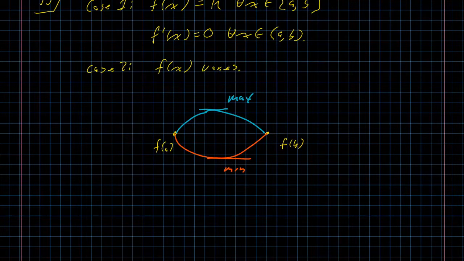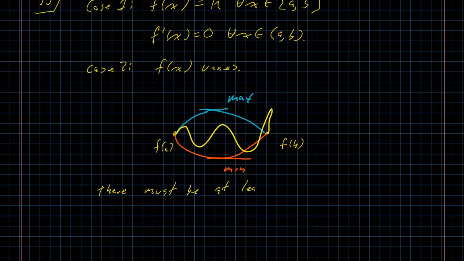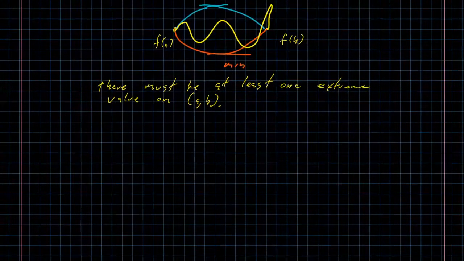More probably, it's going to do all sorts of stuff. It's going to have several maximums and several minimums. Entirely possible that it has a ton of them, but it has to have at least one. So if the function varies at all, the only way to start somewhere and get back to where it started is to have an extreme value appear somewhere in that list. And extreme values must occur at critical points.